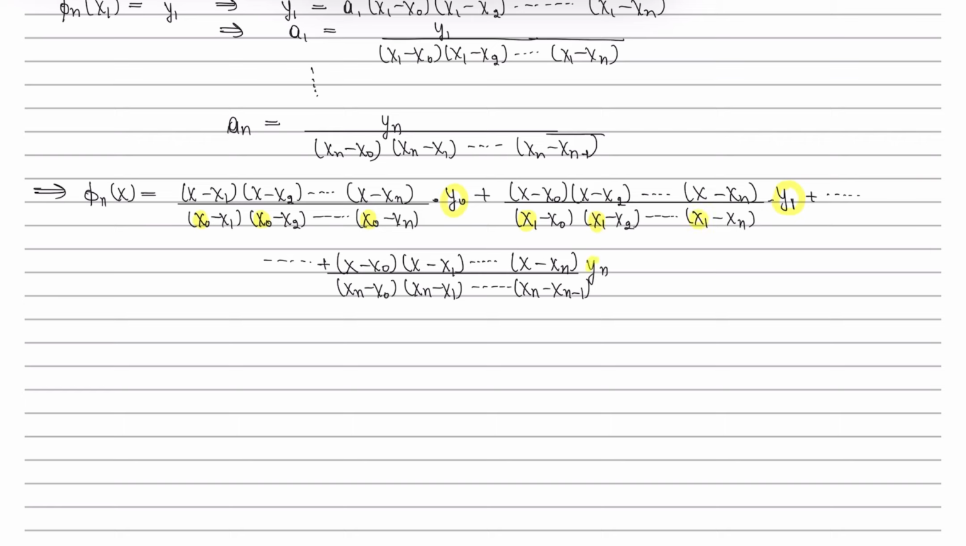Similarly, for the coefficient of yn, here again you have to make a correction, there is n minus 1. We have subtracted all the terms except xn from x, and in the denominator we have just replaced the value of x by xn. Let us try to make an understanding of this method.